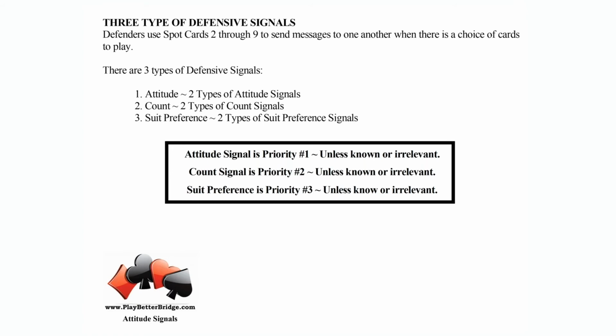So when you are in a suit contract, you're defending a suit contract, you will have all three types of signals. Okay. There are two types of attitude signals that we're going to add to our card. There are two types of count signals that we'll also add. And then there are two types of suit preference signals. And so we're going to nail down which signal is what.